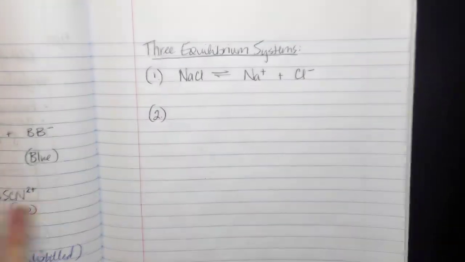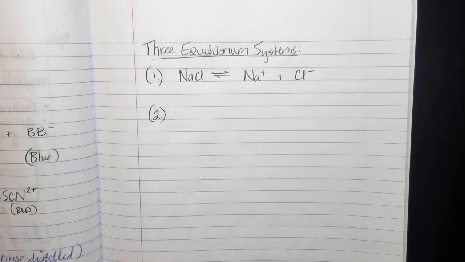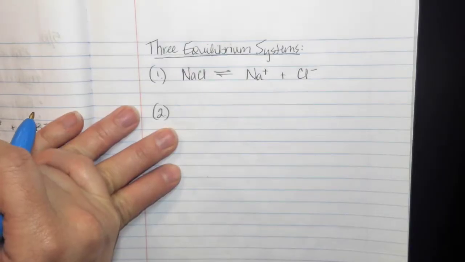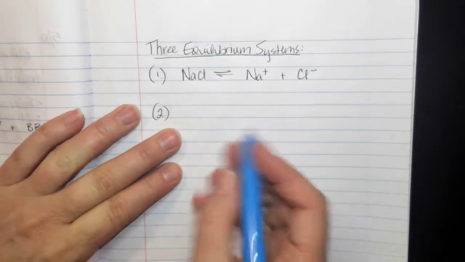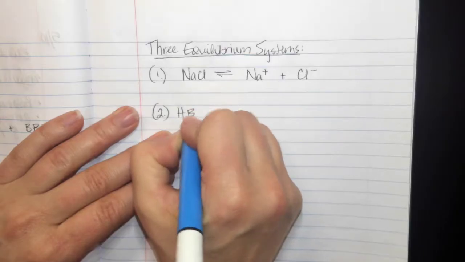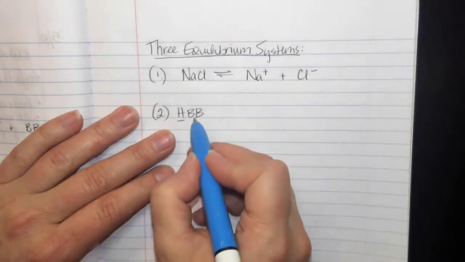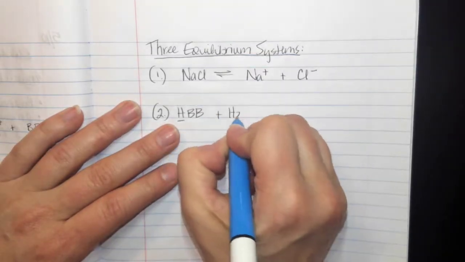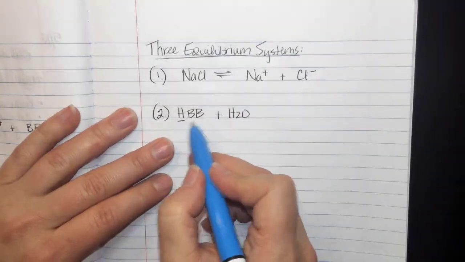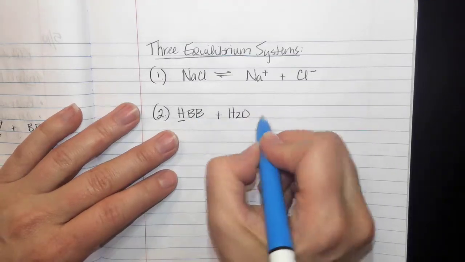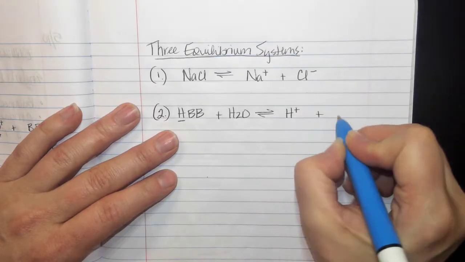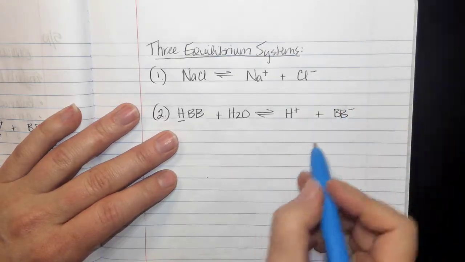The second equilibrium system involves this indicator. The indicator has a big, long, fancy name. It's bromothymol blue. And in one form, it has a hydrogen stuck to the bromothymol blue. And when we place this indicator in water, it will form hydrogen ions and a bromothymol blue ion.